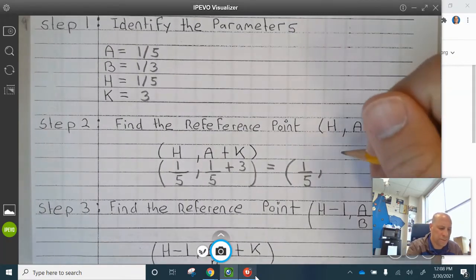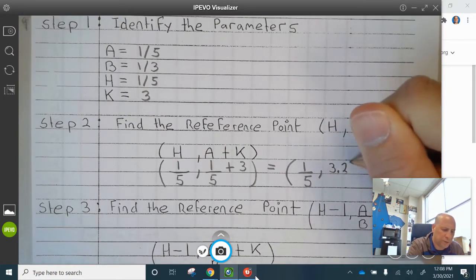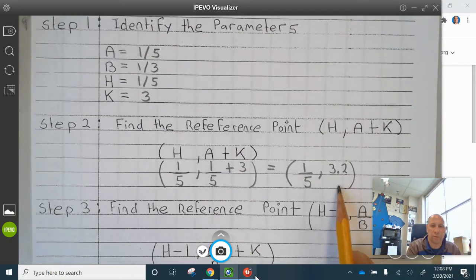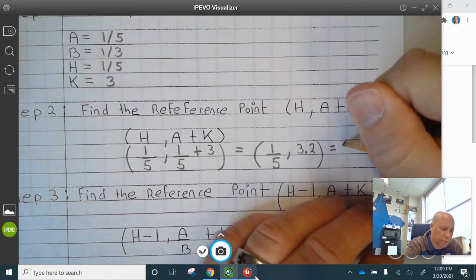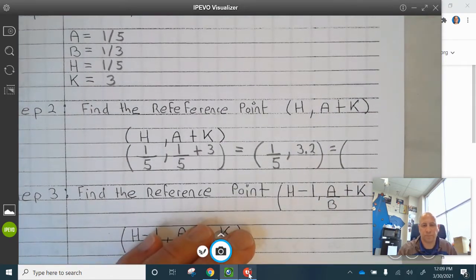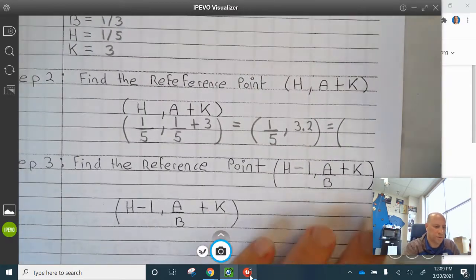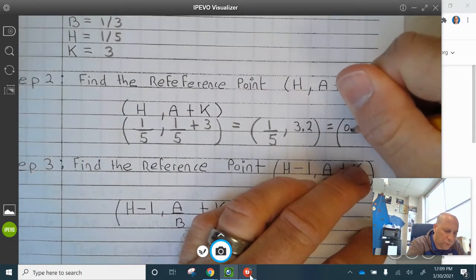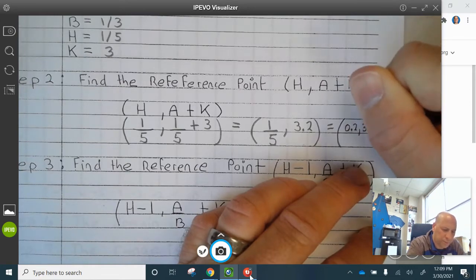Which makes me think, if we're going to put this as 3.2, why don't we put the 1/5 as a decimal? So let's find out what 1/5 is. So 1 divided by 5, Control Enter, is 0.2. So this is 0.2, comma, 3.2.